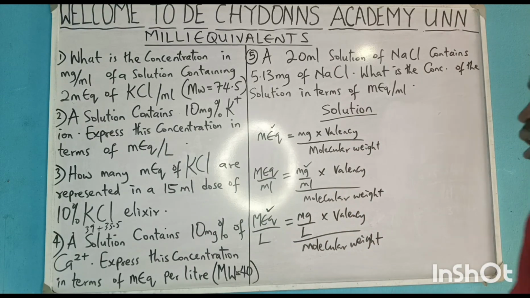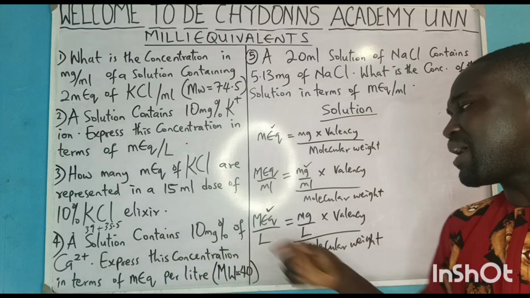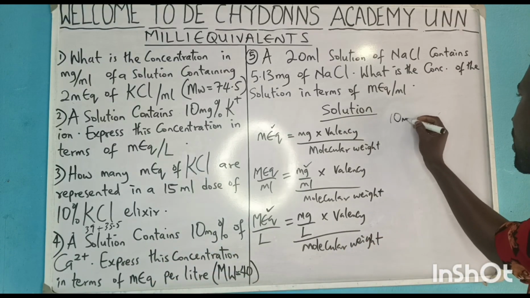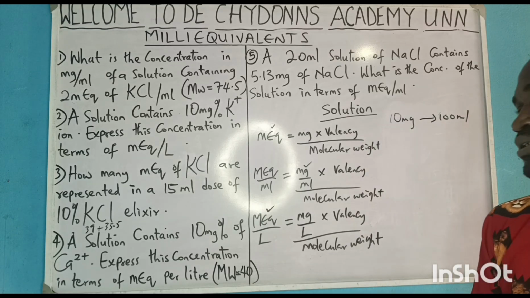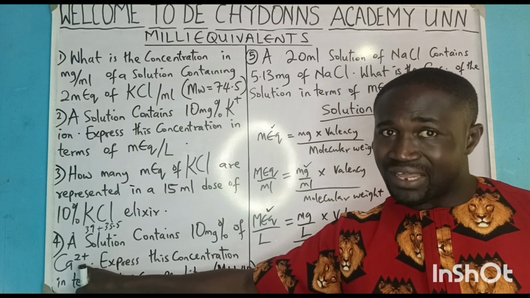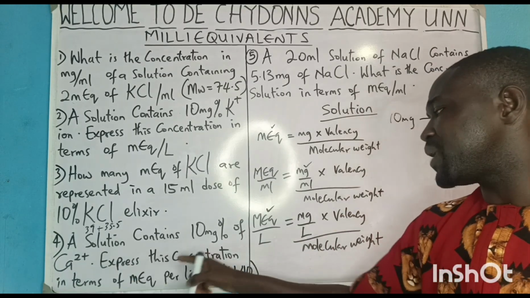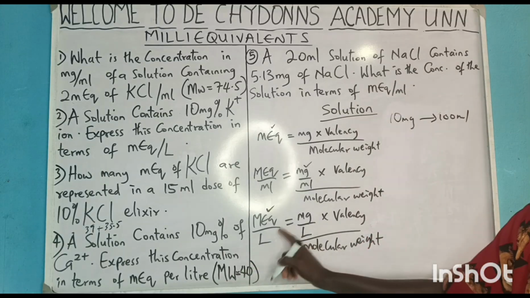Okay. In question number 4, a solution contains 10 milligram percent. What do we mean by 10 milligram percent? It means 10 milligram in 100 ml, because percent means 100, of calcium ion. You see, the specified calcium ion means that the valency is 2 now. Express this concentration in terms of milliequivalent per liter. It means I'm looking for this formula.